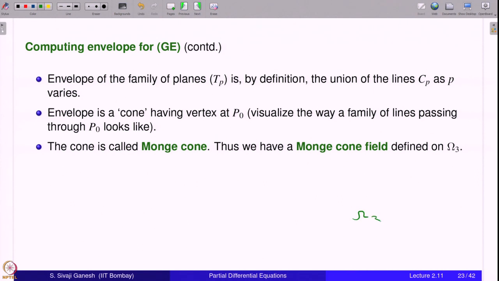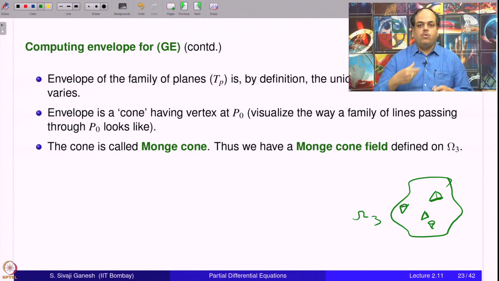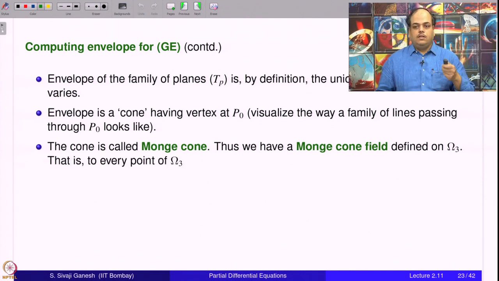So, omega 3 is in R3 some set, okay. At any point you have a cone sitting there, at another point you have another cone. Like that. So, every point you can attach a cone. This is called cone field, similar in spirit to a vector field. To any point, if you associate one vector, it is called vector field. If you associate cone, it is called cone field. That is, to every point of omega 3, a Monge cone is associated.